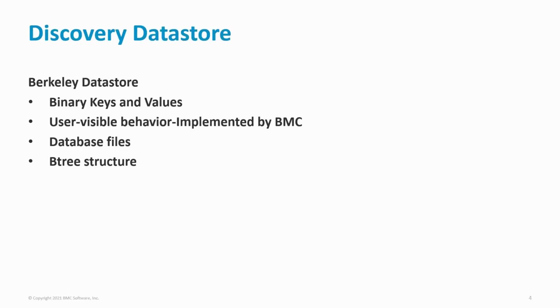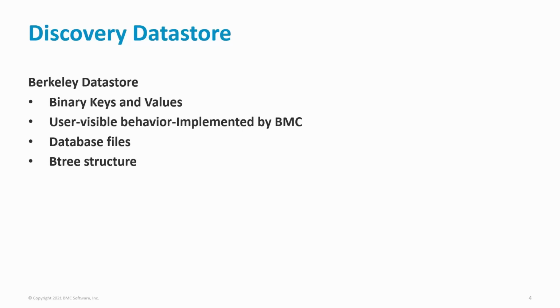Before we start with how to query the discovered data, let's talk about where and how the discovered data is stored. Discovery uses a built-in Berkeley data store to store the discovered data, relationships, and other details. This data store stores simple pairs of binary keys and values. All the user visible behavior of the Discovery data store, such as nodes, relationships, search language, and so on, are implemented by BMC.